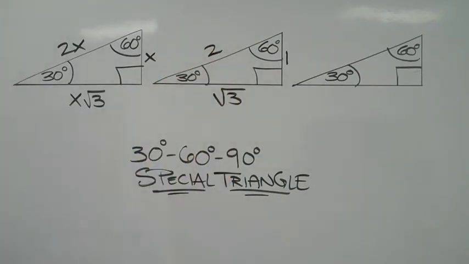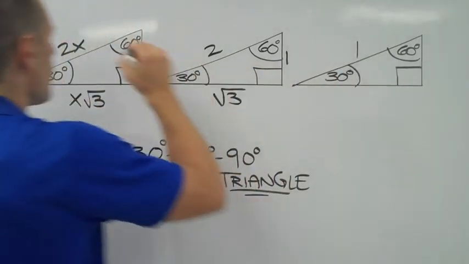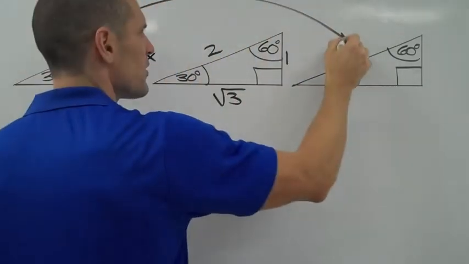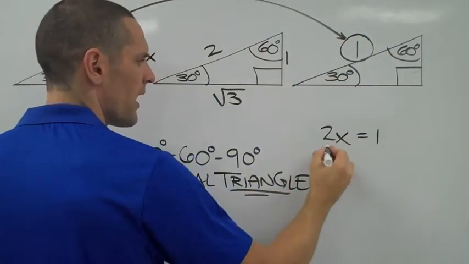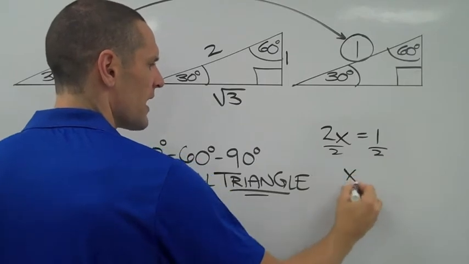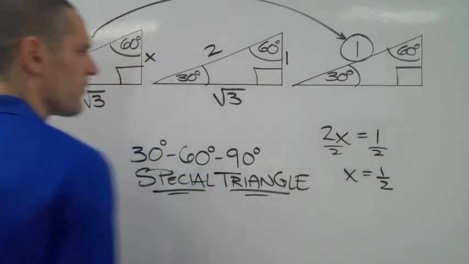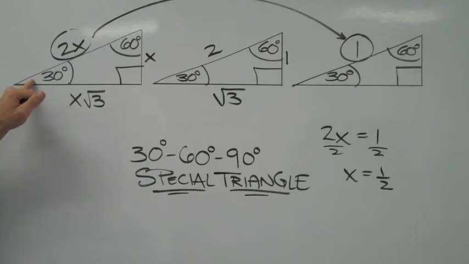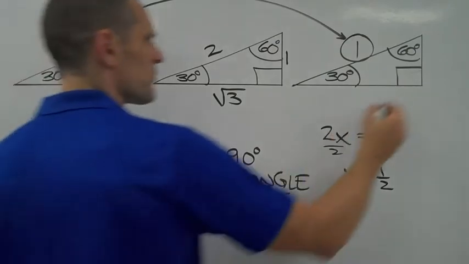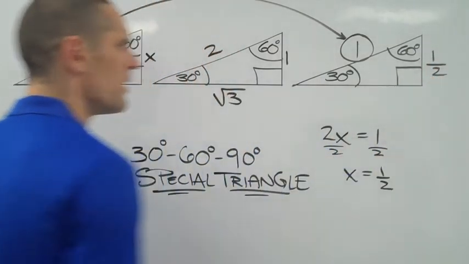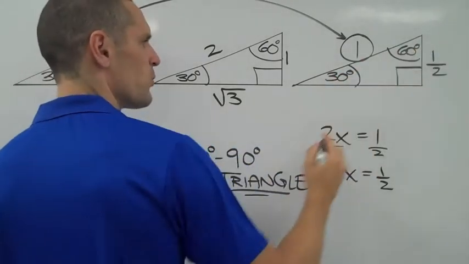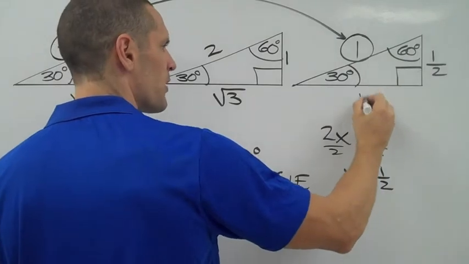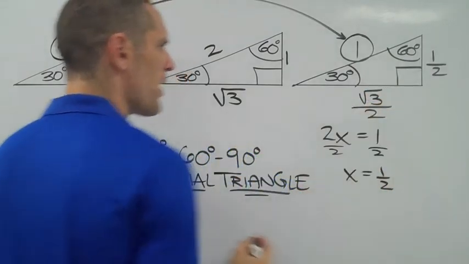In a unit circle we always force the hypotenuse to be 1. So if I force this to be 1, then my 2x is going to equal 1. If 2x equals 1, I can divide both sides by 2, and I get x is equal to 1/2. Well, where does x come into play? It's across from the 30 degrees. So across from 30 degrees we get 1/2. Across from 60 we have x times the square root of 3. So if x is 1/2, we have 1/2 times the square root of 3, or square root of 3 over 2.